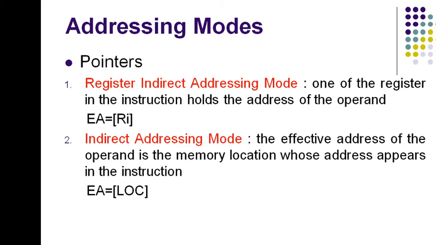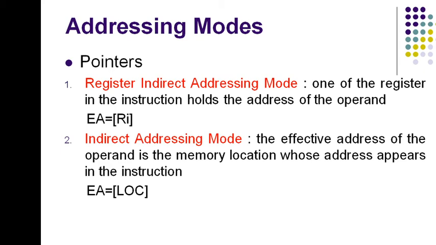In register indirect addressing mode, one of the registers in the instruction holds the address of the operand. That is, EA, the effective address, is nothing but the content of the register. These square brackets represent the contents. Square brackets always represent the content, so whatever is written within the square brackets means the content of that particular memory location or register. Next is indirect addressing mode.